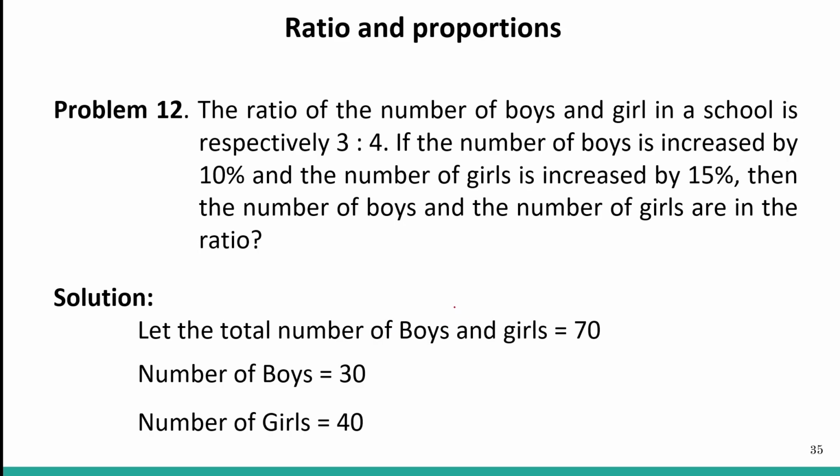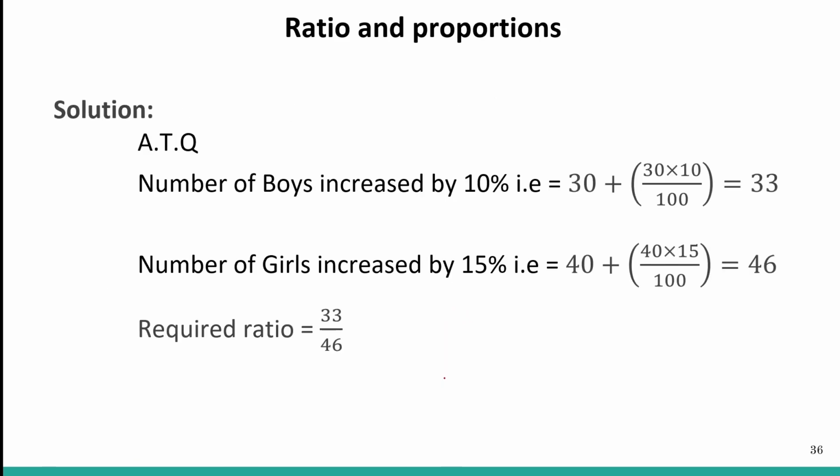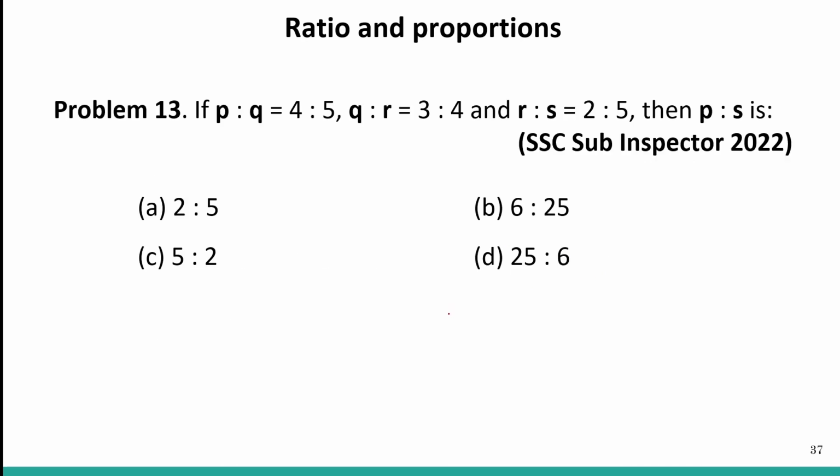So let the total number of boys and girls be 70. So number of boys is equal to 30, number of girls is equal to 40. The number of boys increased by 10%. Okay, so 30 plus 30 into 10 by 100 is equal to what? 33. So number of girls increased by 15%. So 40 plus 40 into 15 whole by 100 is equal to 46. So required ratio is 33 is to 46. So let's see problem number 13.